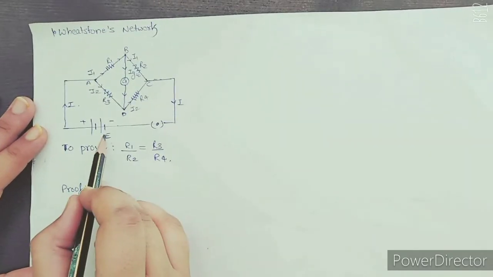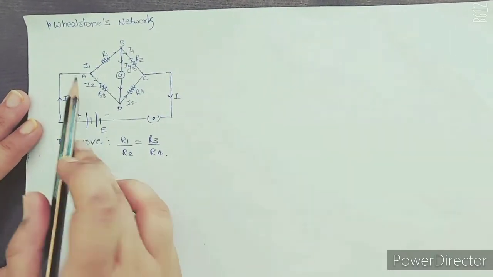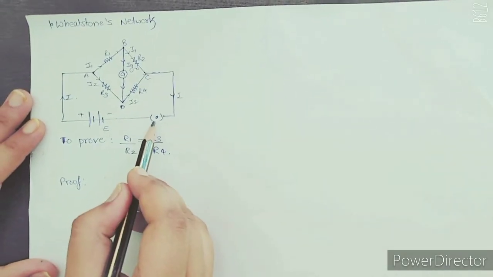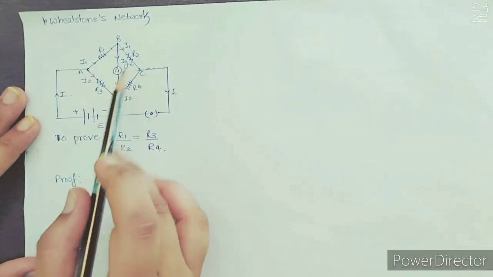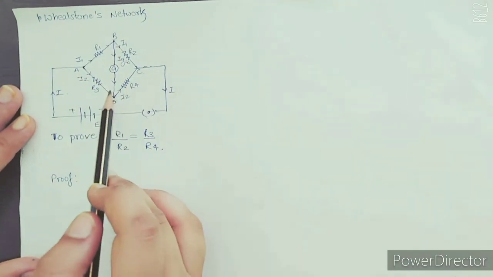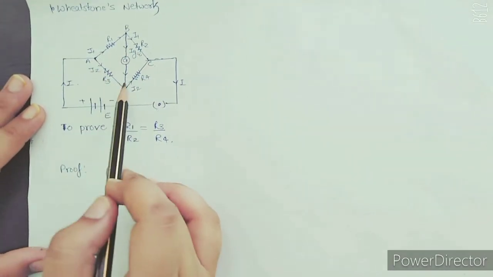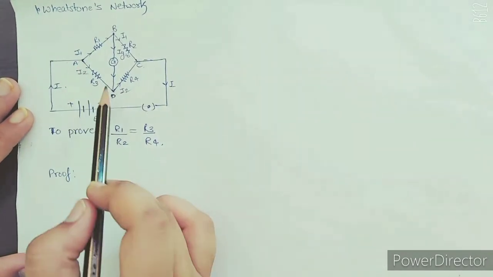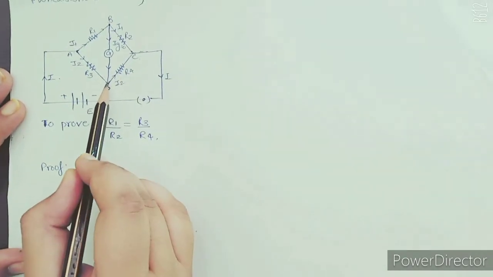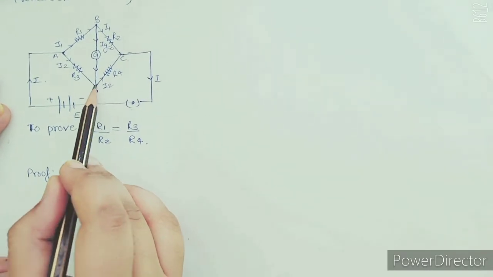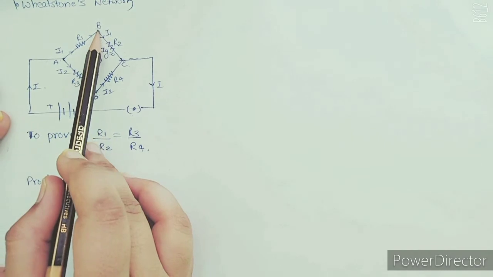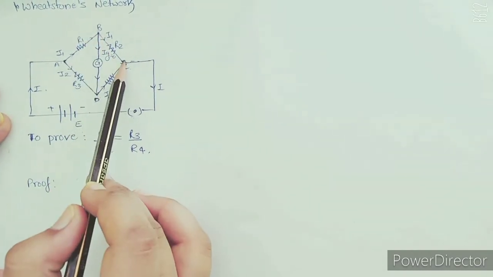In this, a source of EMF E is connected across diagonally opposite points A and C. A key K is connected across A and C. Then we have four resistances placed such that they form a quadrilateral A, B, C, D. Then along loop ADC, D is a point where the potential of point D is equal to the potential at point B along loop ABC.